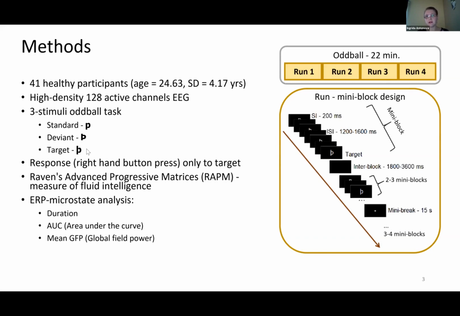In a separate psychological session, we collected fluid intelligence data and used Raven's Advanced Progressive Matrices. And for ERP analysis, we were interested in duration, area under the curve, and mean global field power of microstates.